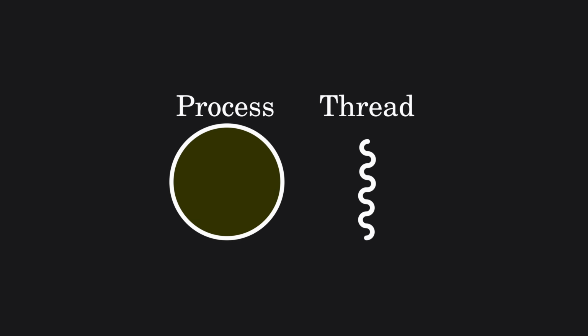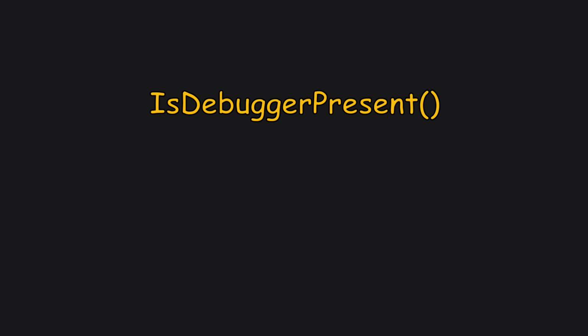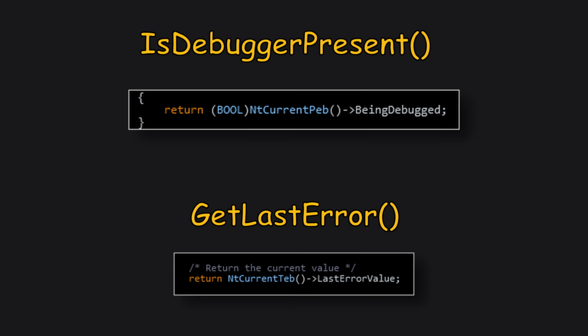At this point, you should be very familiar with what a process and a thread is. If not, go watch the first video in our series for malware development. We need to talk about what the PEB and the TEB are and how some functions like IsDebuggerPresent or GetLastError just boil down to reading values from these structures.